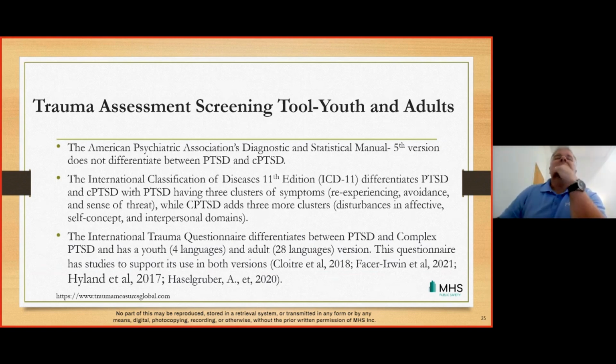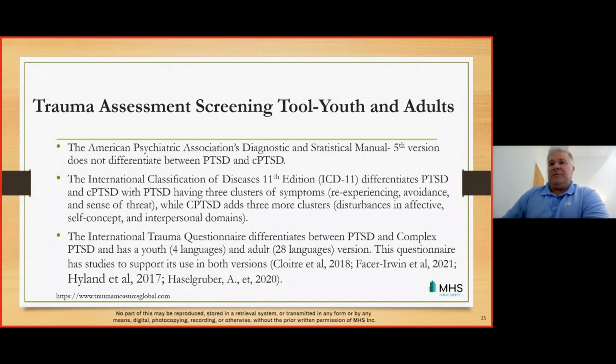And there is an International Trauma Questionnaire, which is consistent with that International Classification of Diseases 11th edition presentation. It has a youth version and also an adult version. The youth version has been translated into 4 languages, and the adult version has been translated into 28 languages. There is research support for the use of both these versions, and there are 1, 2, 3, 4 studies here, but there are a number of ones that go beyond them.